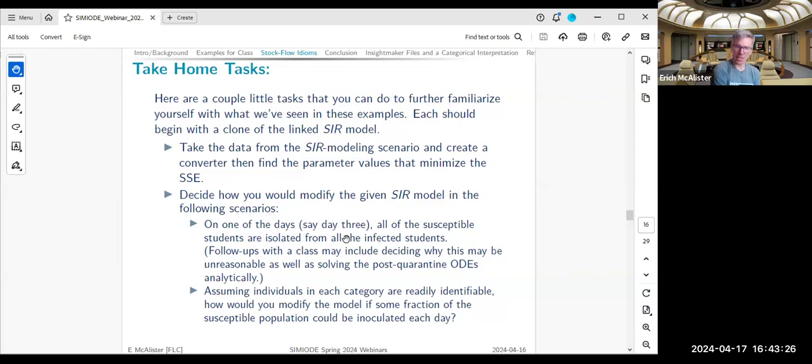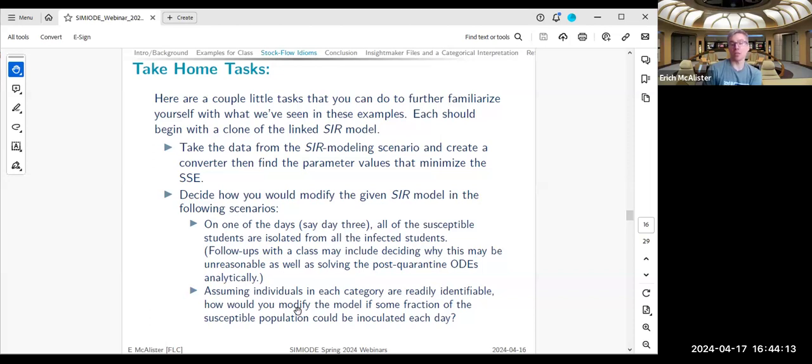The other thing I would encourage you to do, to get an idea of how you might have students working with this, is on that SIR model, say that on one of the days, I think day 3 is fine, you somehow manage to isolate all the susceptible students from all of the infected students. How would you implement that in the Insight? You can think about how you would implement it in the differential equation. That's easy enough, but I would say do it with Insightmaker so that you can really see what would happen.